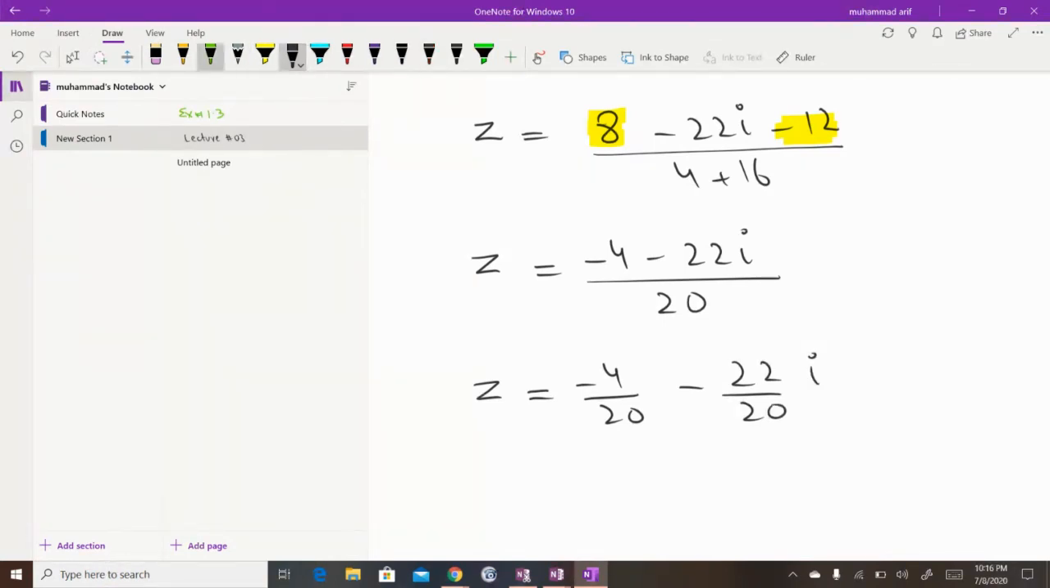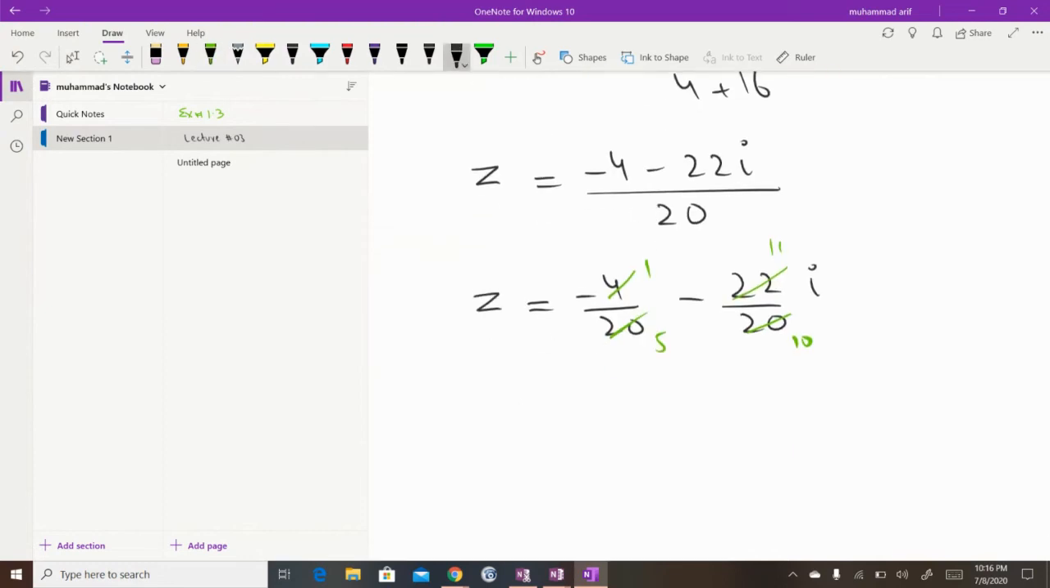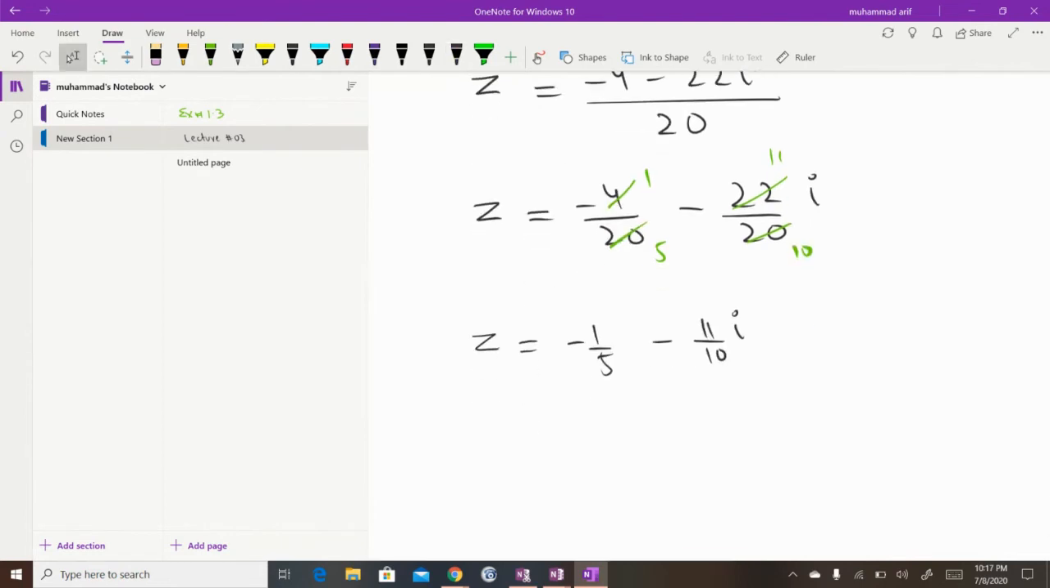Cancellation: we see that we cancel it with 2, 4 is 4 1 times, 4 5 times. Here also 2 11 times 22, 2 10 times 20. We get z is equal to negative 1 by 5, negative 11 by 10 iota. It's a simplified form of z.